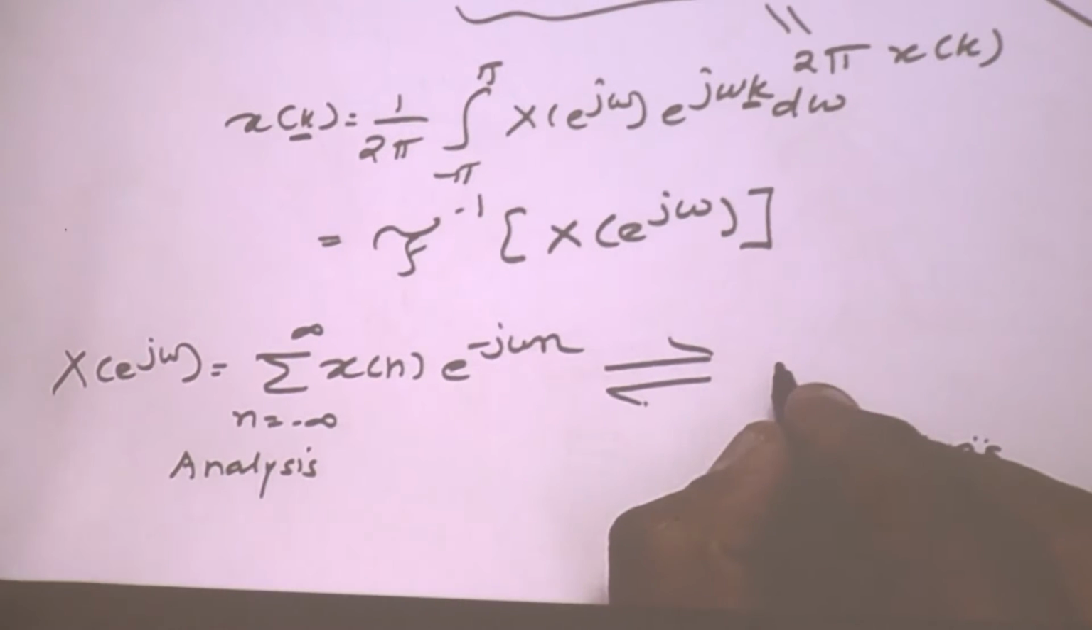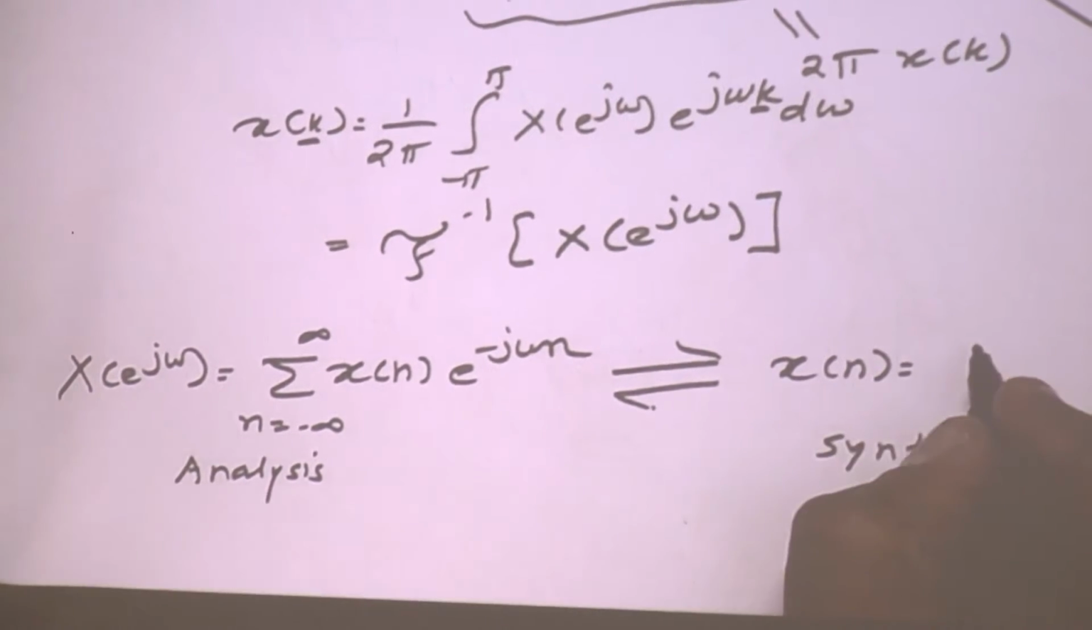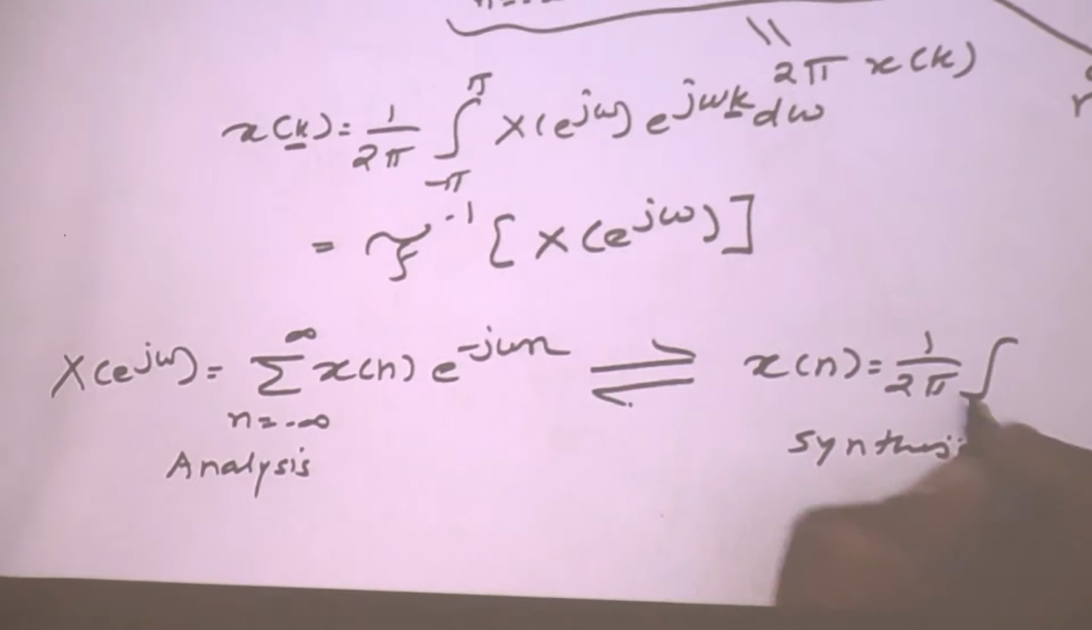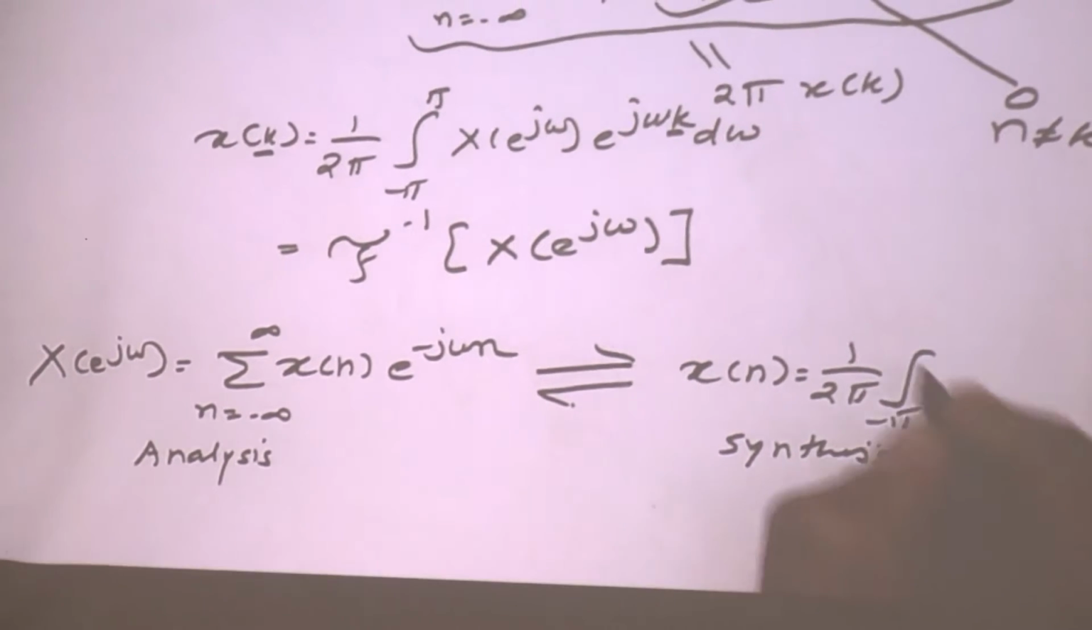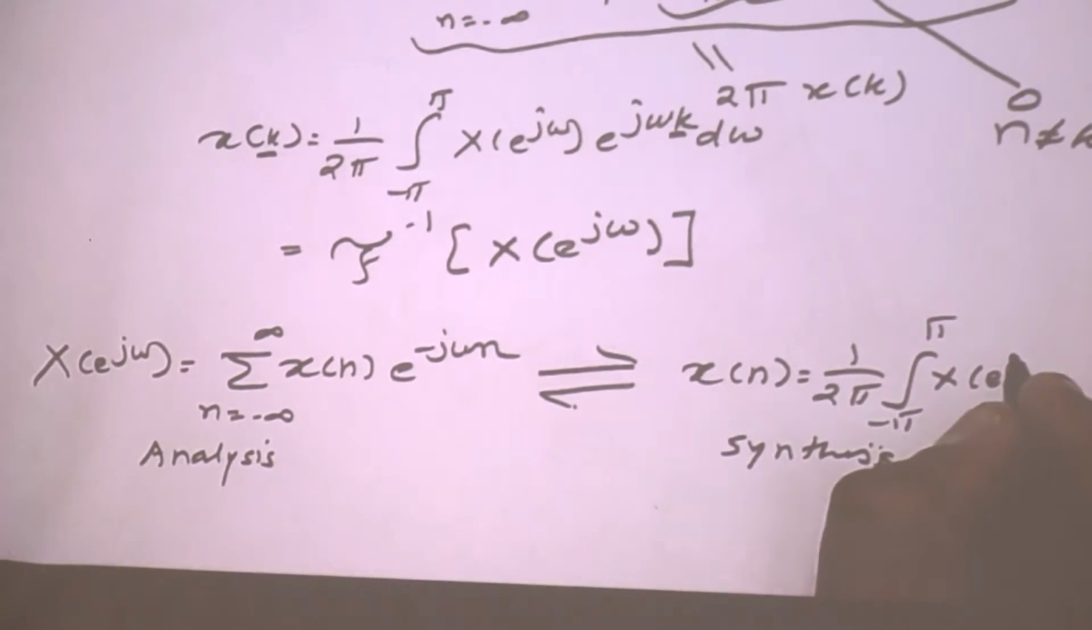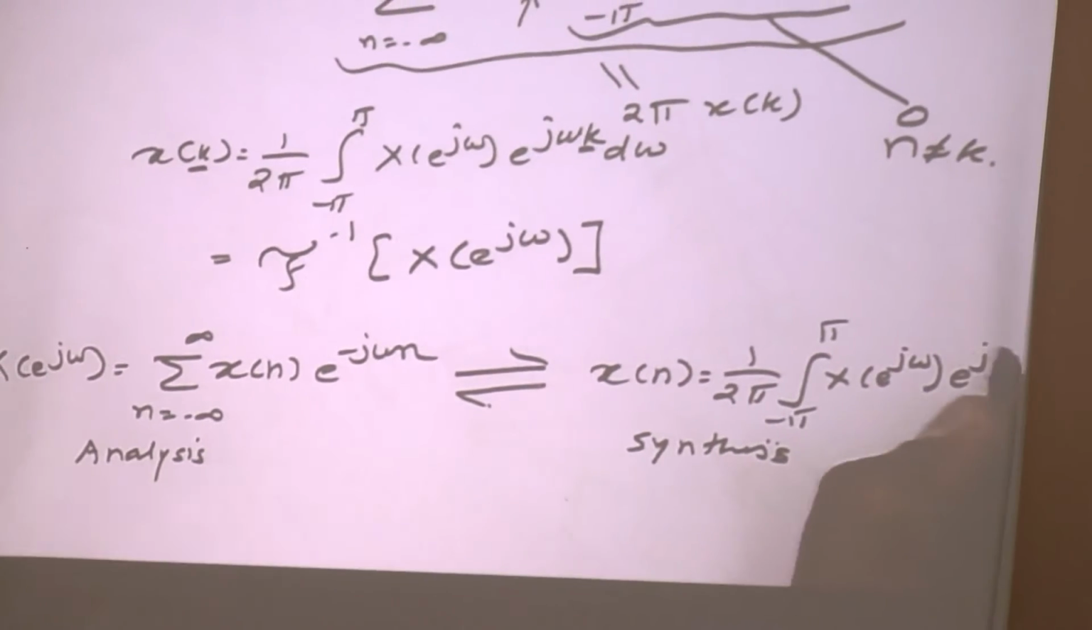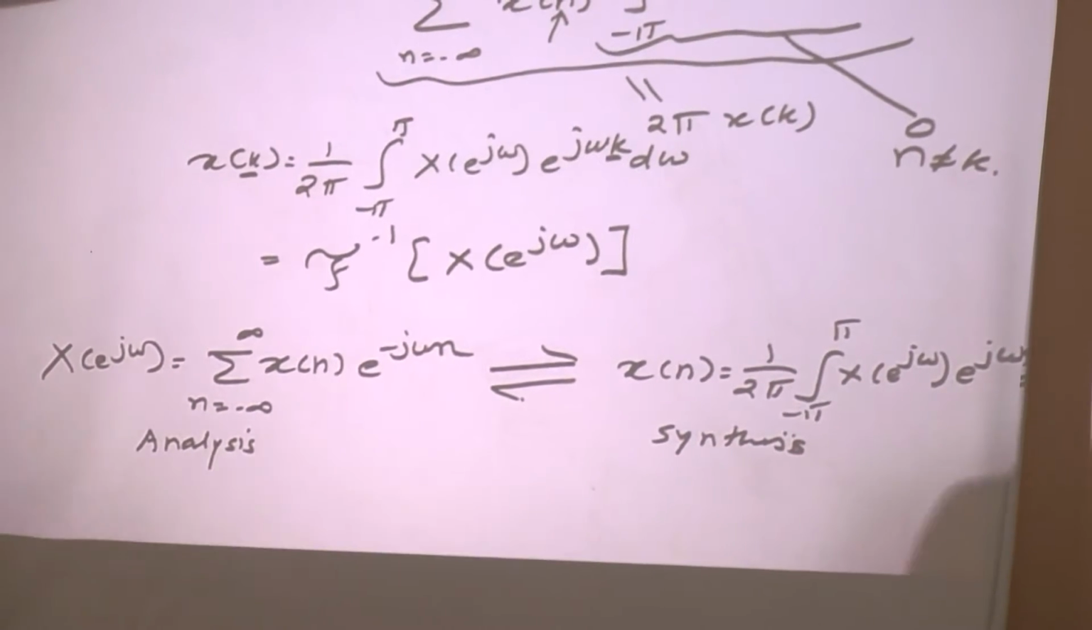What is the synthesis equation? x of n is equal to 1 upon 2 pi, integration from minus pi to plus pi, X of e to the power j omega, e to the power j omega n d omega.